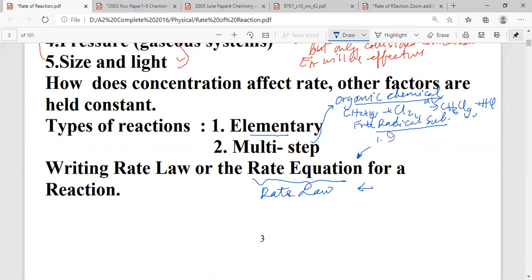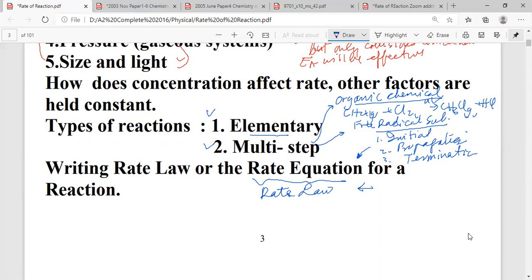One, of course, is initiation. I won't go through it. Two is propagation. The last one is termination. So there are three steps to get the products. This is called multi-step, but elementary means one step: A and B get C and D. That's very simple. So we have two types, elementary and multi-step.